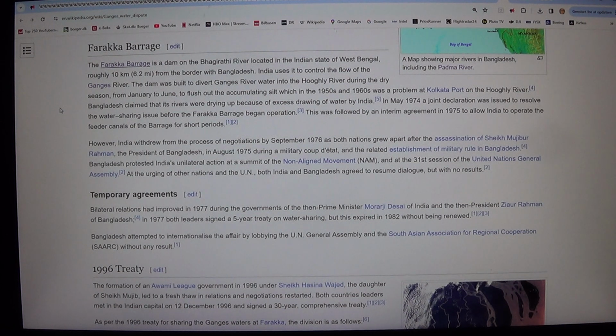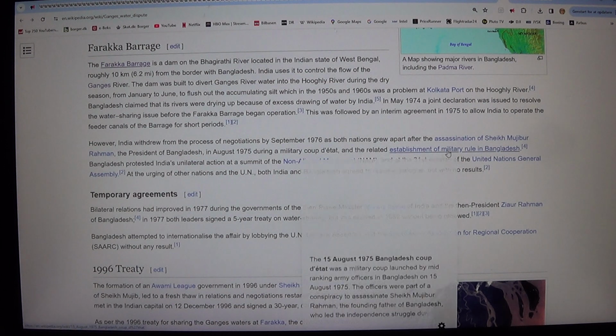In May 1974 a joint declaration was issued to resolve the water sharing issue before the Farakka Barrage began operation. This was followed by an interim agreement in 1975 to allow India to operate the feeder canals of the barrage for short periods. However, India withdrew from the process of negotiations by September 1976 as both nations grew apart after the assassination of Sheikh Mujibur Rahman, the president of Bangladesh, in August 1975 during a military coup d'état, and the related establishment of military rule in Bangladesh.